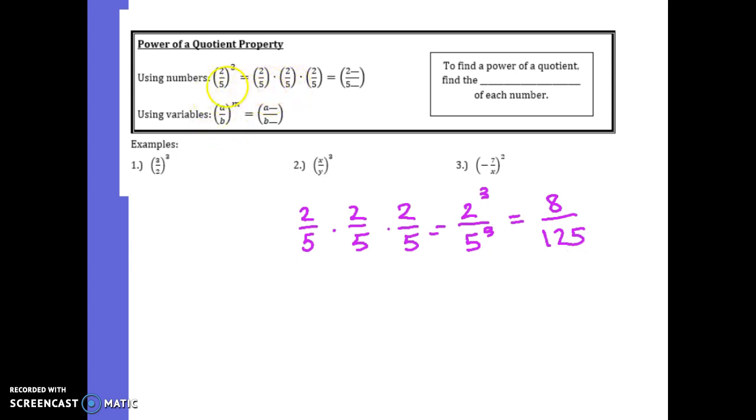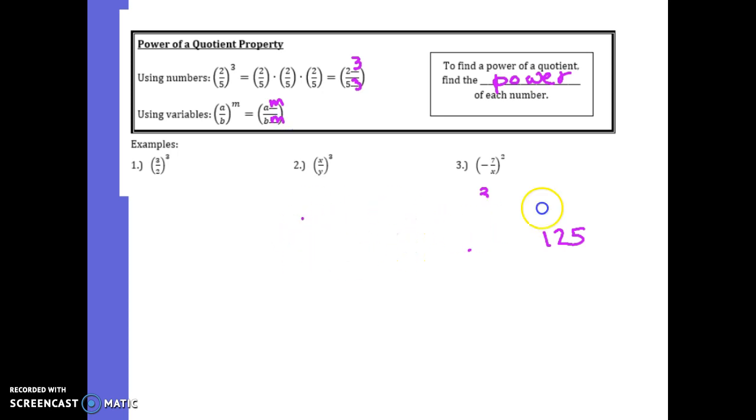Looking at the example, you take the numerator and raise it to the 3rd power, and then you do the same thing with the denominator, so don't forget to do both. They would both be to the 3rd power. To find a power of a quotient, we find the power of each number, the numerator and the denominator. If these were variables, it would be a to the m power divided by b to the m power. Looking at our examples here, the first example, we've got 3 over 2 squared and we're cubing it, so that's going to be equivalent to 3 to the third power divided by 2 to the third power, which would be 27 over 8.